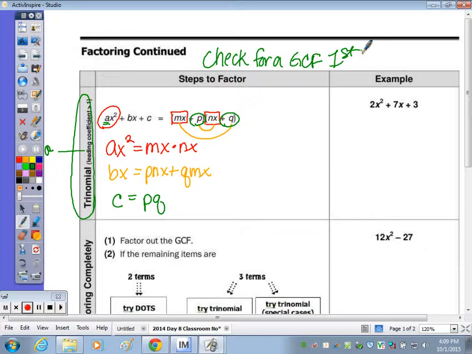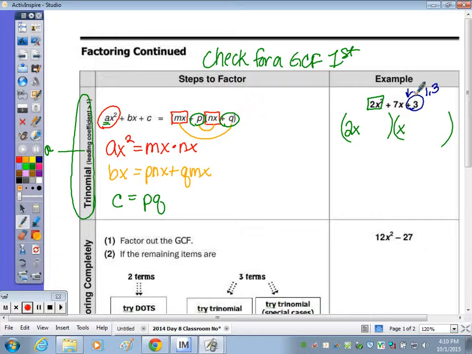There is no greatest common factor, so as we talked about last class, you set up your two parentheses. Leading coefficient of 2. 2 is prime, so it's only going to be 2x times 1x, or just x. And then the last coefficient is a 3, so I need to put in the factors of 3, and 3 is also prime, so 1 and 3. So it's a matter of where they go.